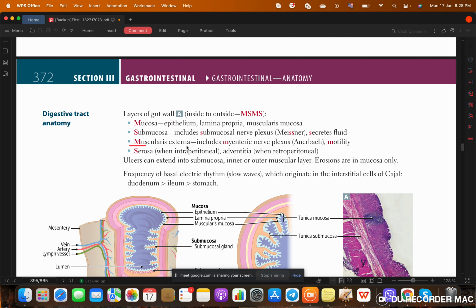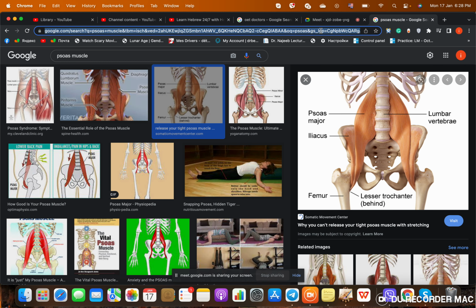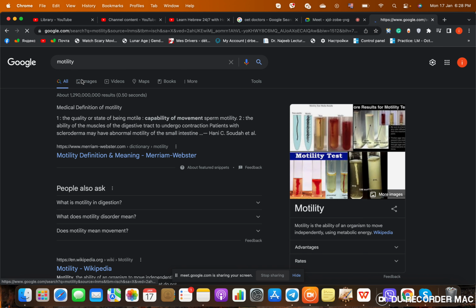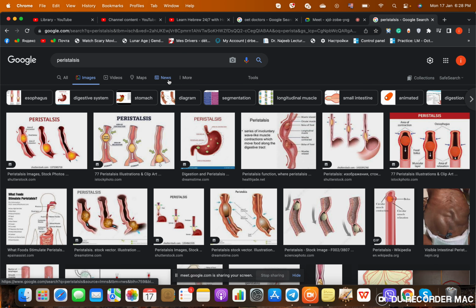And yeah, the muscularis externa, this is important. It has inside of it something called the myenteric nerve plexus, also known as Auerbach's, which is responsible for the motility of the GI tract. After all, guys, you are doctors. You need to understand how the motility goes. Why? That will be important for that, yes. So, motility of the GIT, or peristalsis, we call it. The movement of the GIT, we call it peristalsis.